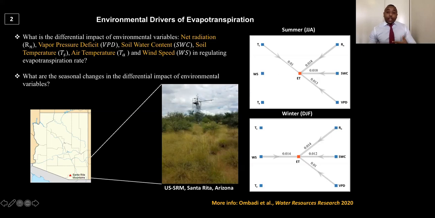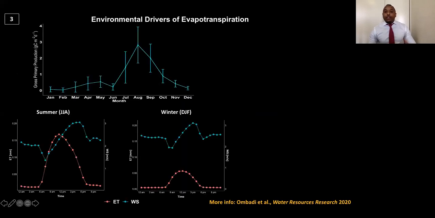But we can also obtain further insights into this by looking at the diurnal cycles of evapotranspiration and wind speed. So these two figures here show the diurnal cycle of evapotranspiration in red and wind speed in cyan. And if you look at the summer season, you will see that there is a significant lag time between the two cycles, whereas in winter, the two cycles are nearly in phase. And this also provides additional explanation of why wind speed is quite significant during the winter.